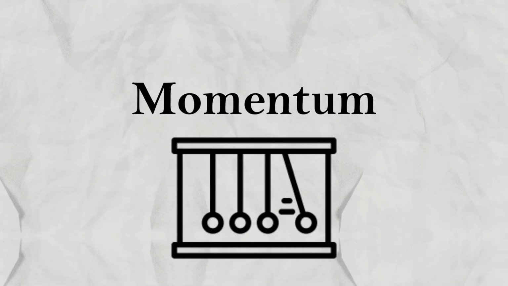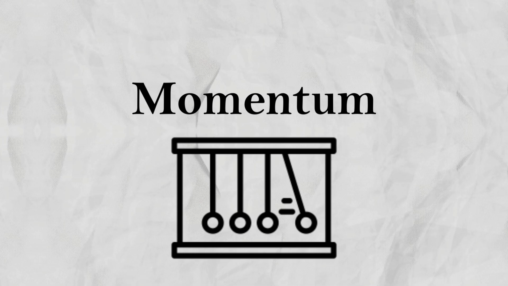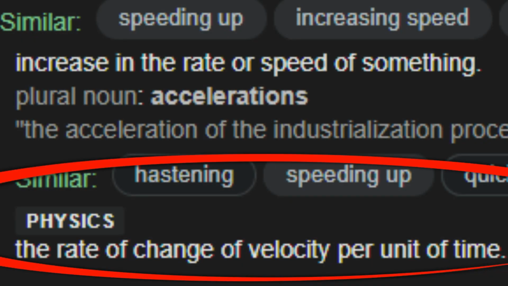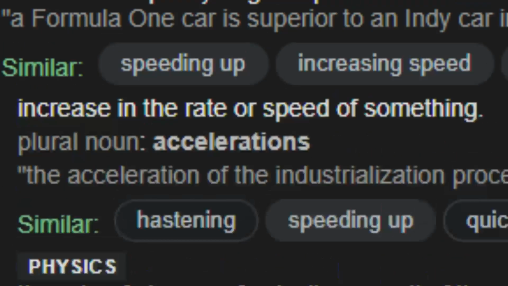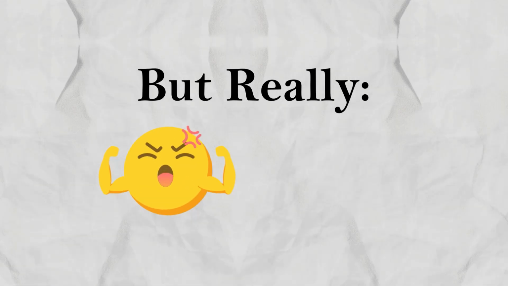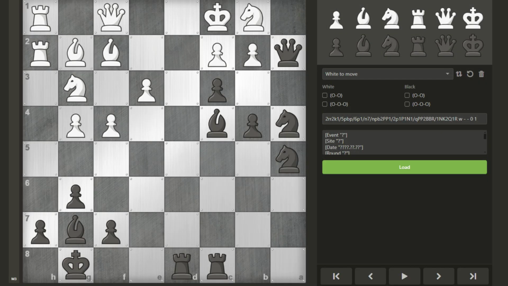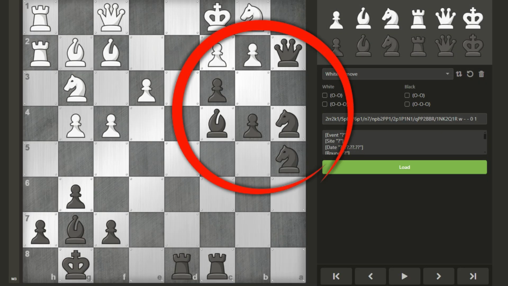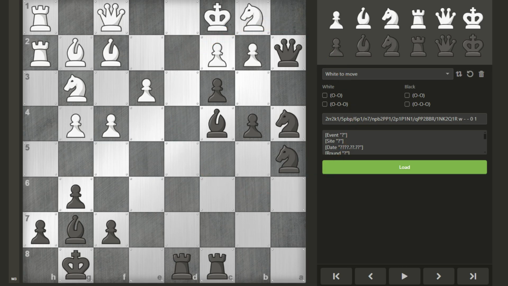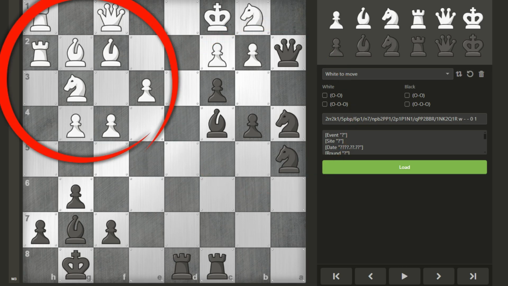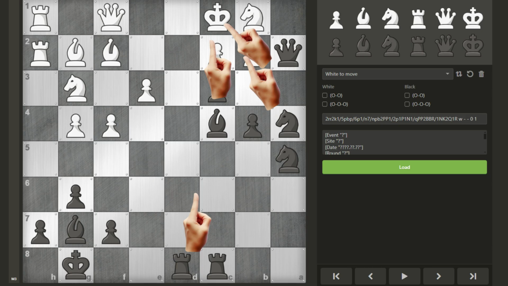The last framework is momentum. In a scientific sense, momentum is the rate of change of velocity per unit time. Well, at least acceleration is. However, in an intuitive sense, momentum is how strong you feel or how easy things feel to you. It doesn't take a grandmaster to understand who has more momentum in this position. Clearly, the black pieces are more active on white's side of the board, and black has a lot more space to move around than white, and a lot of black's pieces are looking right at white's king.